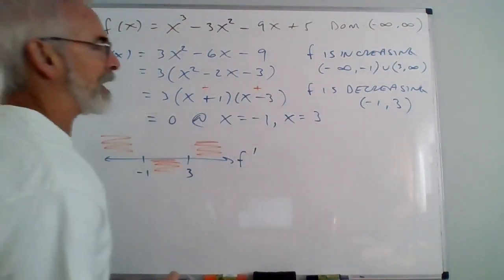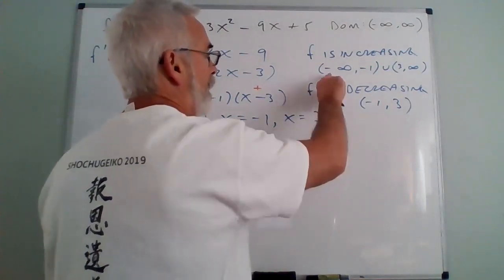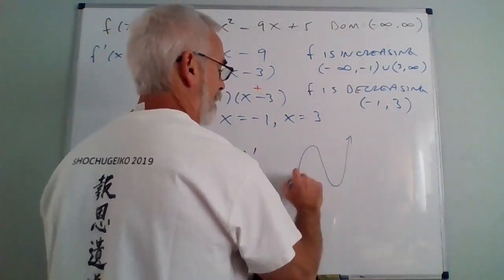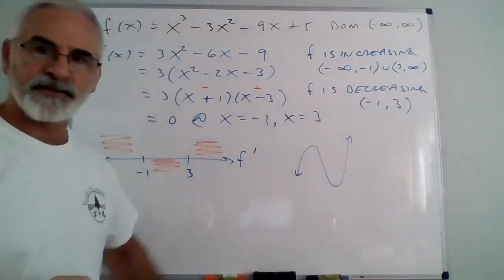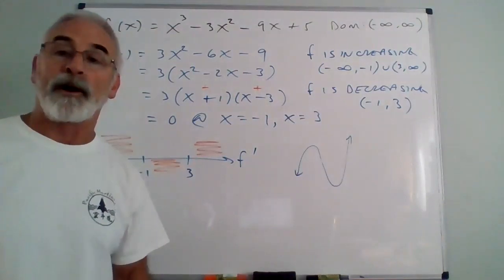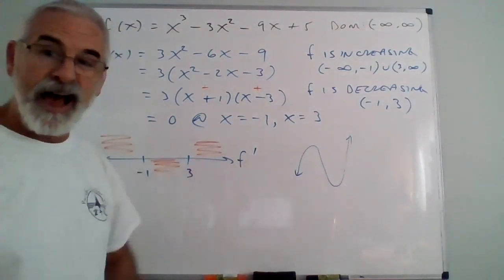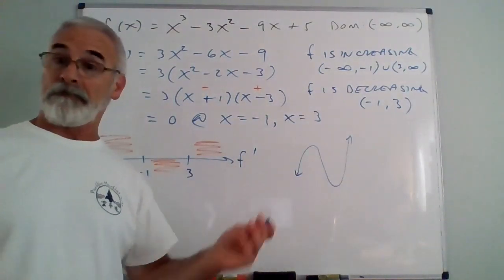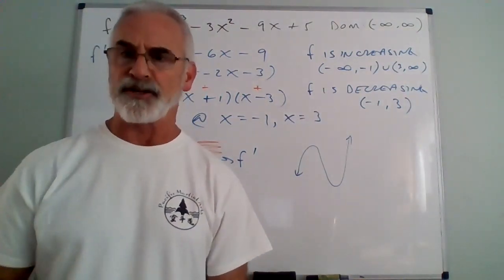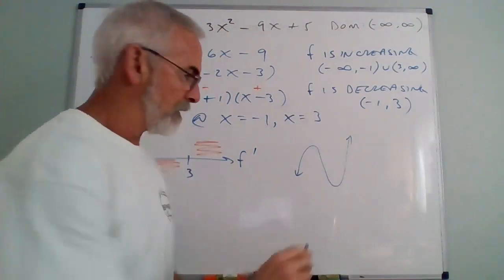Now, what does that mean for my graph? That means my graph is going uphill in this interval, gets flat, then it's going downhill, then it's going uphill again. So if I don't know anything else, I know that's going to be the shape of my graph. I have to plot a few points to figure out where on the XY plane it is, but I now know that's the shape. Well, didn't I know that already because it was a cubic? No, a cubic has three shapes. That's only one of them.